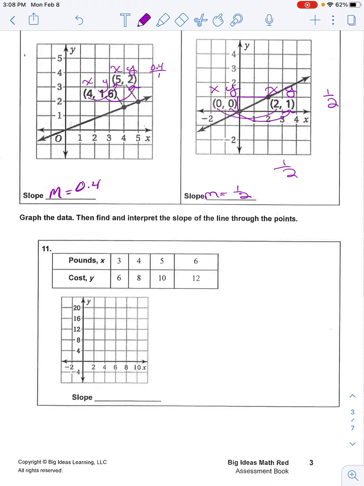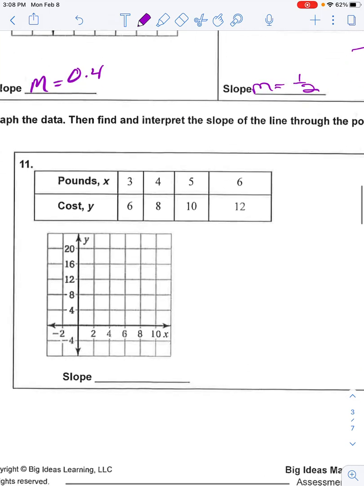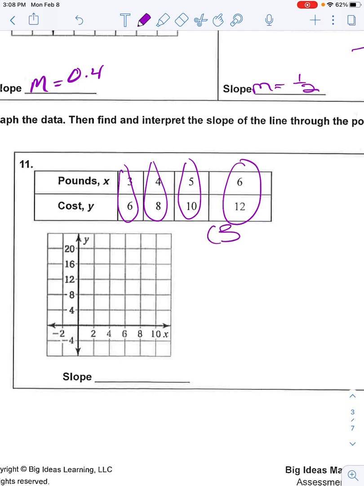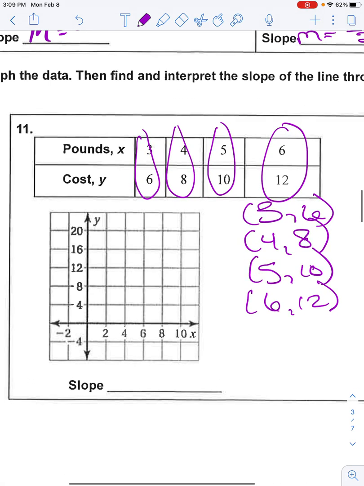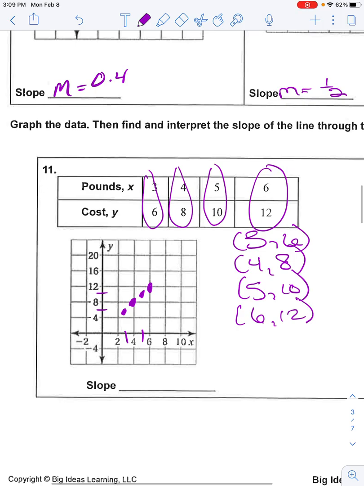Graph the data. Find and interpret the slope of the line. We need to graph each of these first. So we're going to graph 3, 6, 4, 8, 5, 10, and 6, 12. Okay, graph it. Can do that. Step 1, done. I've graphed it.